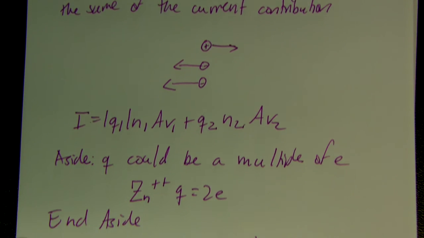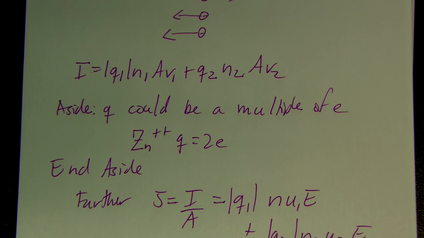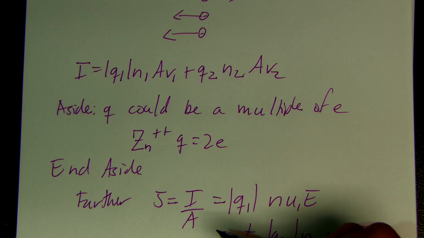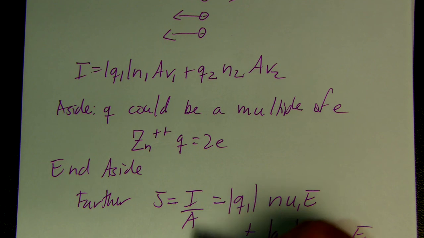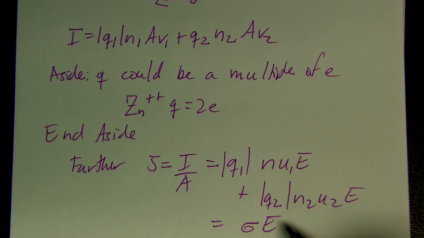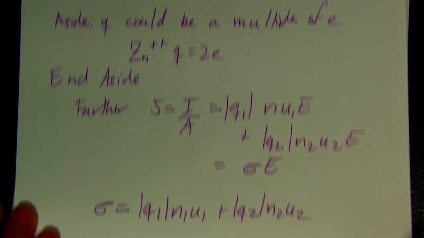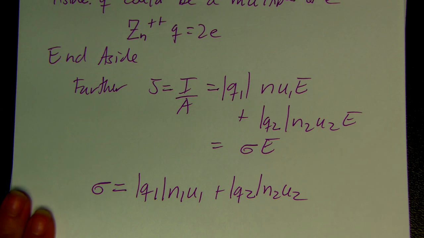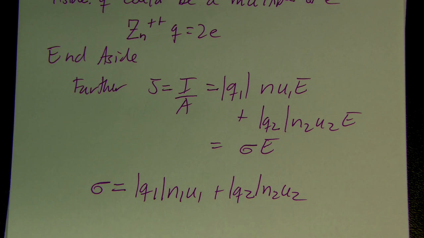All right, so ending that little aside, we could then express current density in terms of conductivity. So J is equal to I over A, which is equal to Q1 N1 U1 E plus Q2 N2 U2 E, which is equal to sigma E. And sigma is equal to the sum of the conductivities of both of those charge carriers. So that's Q1 N1 U1 plus Q2 N2 U2.